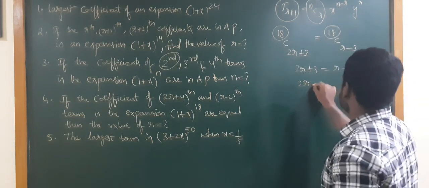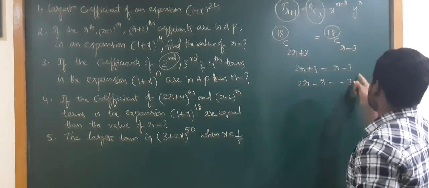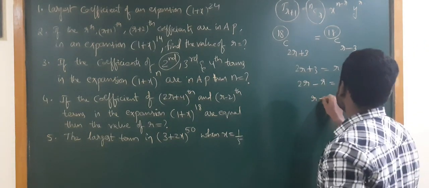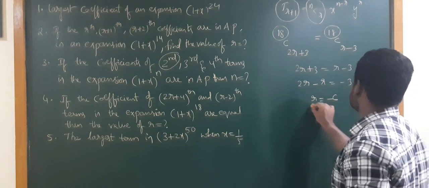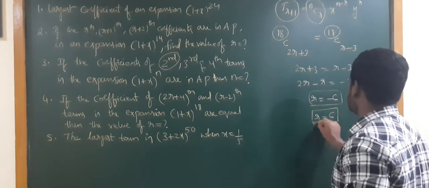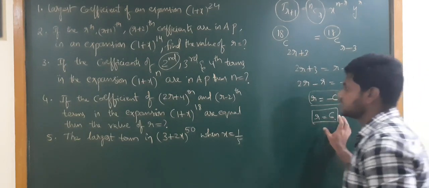This is 2r minus r is equal to minus 3, this is a minus 3. So 2r minus r is r, minus 3 is 6. But here r should be positive now, so we will consider r equal to 6.